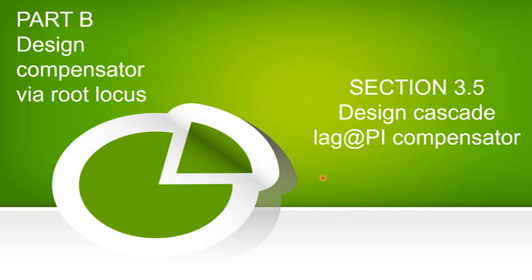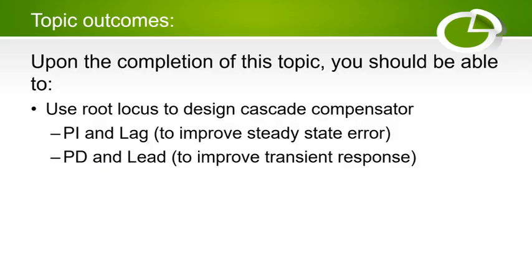And in this section, I will focus on the design of lag compensator or PI compensator. Okay, these are the outcomes expected from the design part of compensator using root locus method. Basically, you will learn to design two types of compensators, which are PI and lag compensator. This compensator is suitable to improve steady state error, while the second type of compensator is PD and lead compensators, and this compensator is suitable to improve transient response.